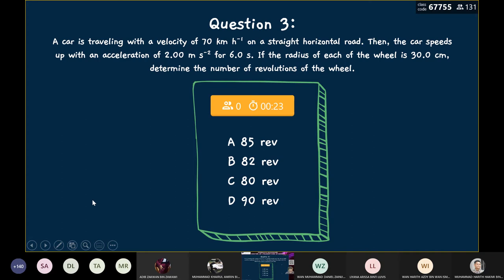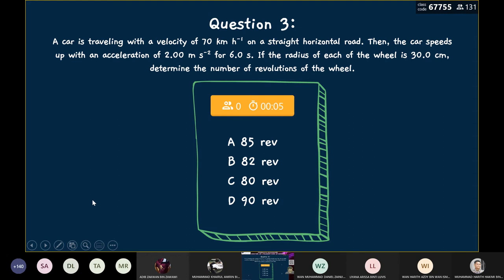Number of revolution of the wheel means they want the angular displacement, but the unit must be in revolutions. Okay, 5 seconds more. No one answer.